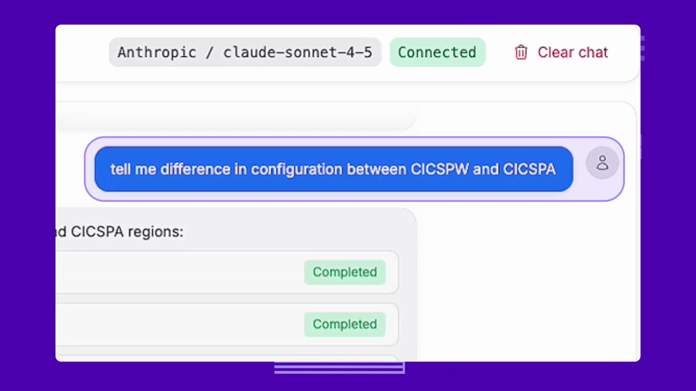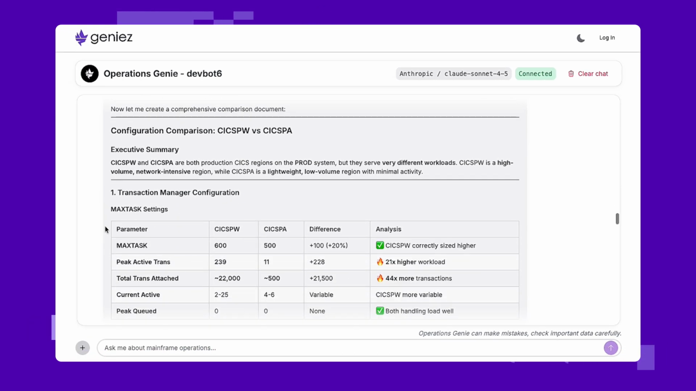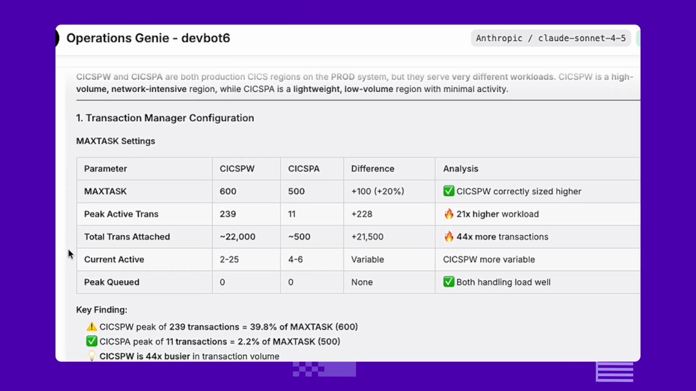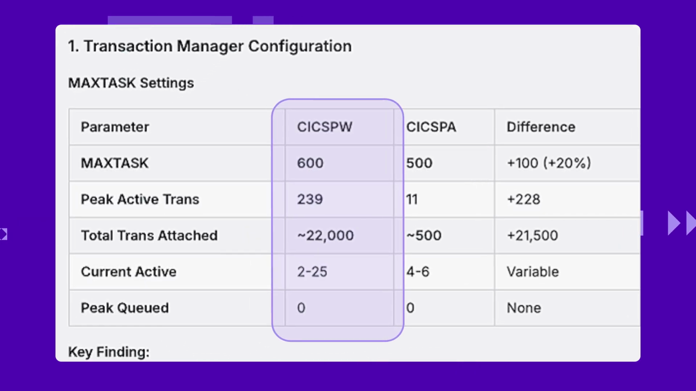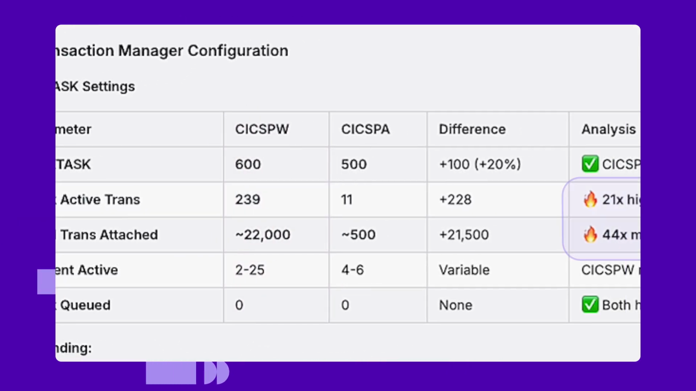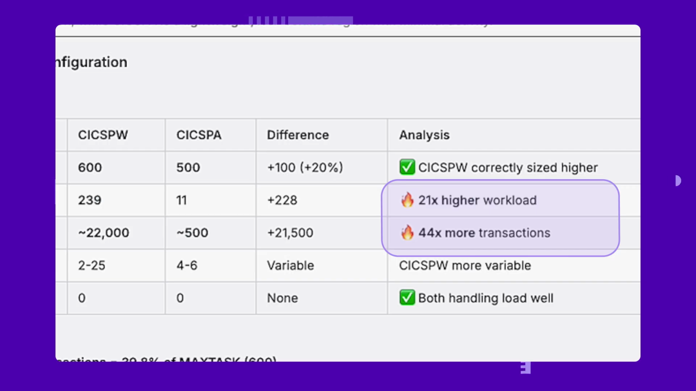to compare their configurations. It starts off by saying that they're both production regions, but that the workload types are very different. In this first table, we can see the transaction manager configurations. CICS PW has a higher MAXTASK setting, which aligns with the fact that it has a 21 times higher peak workload and processes 44 times more transactions than CICS PA.